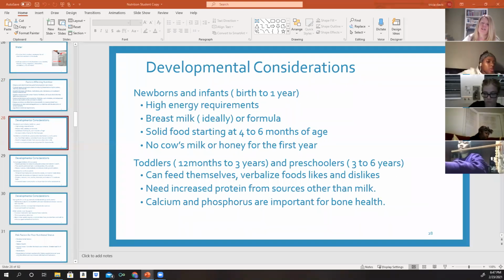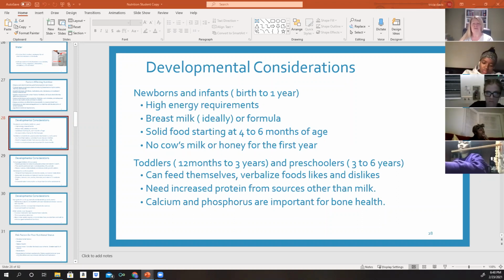So, developmental considerations. Babies from birth to 1 year of age experience the most rapid period of growth. Their birth weight doubles in 4 to 6 months, and it triples by the time they are a year old. Their nutritional needs per unit of body weight are greater at this time than any other time in their life cycle because of the high energy requirements. So they will ideally have formula or breast milk. They will start eating solid food at 4 to 6 months of age. And then they say no cow's milk or honey for the first year due to allergies.